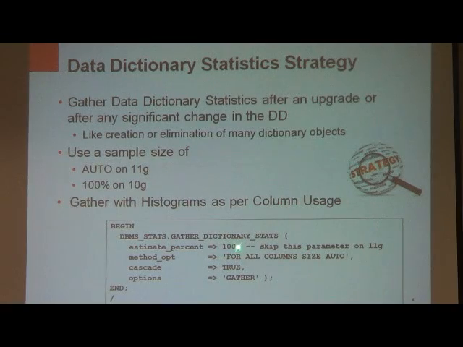Estimate percent, 100% on 10G, fine. On 11G, don't put this parameter, just leave the default. So in the system stats, is the no workload option worthless? I would never use that. The no workload, I never use that. The reason is when I have used that on test environments, the quality of the statistics is poor.